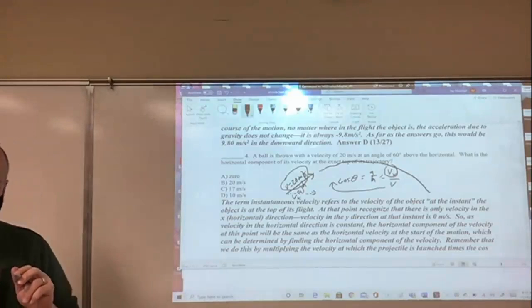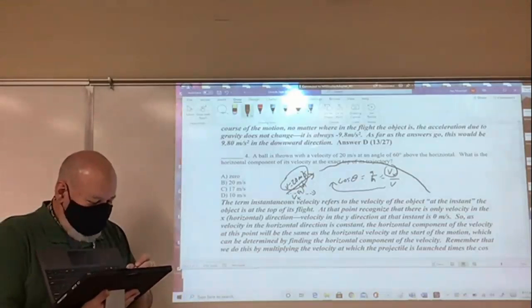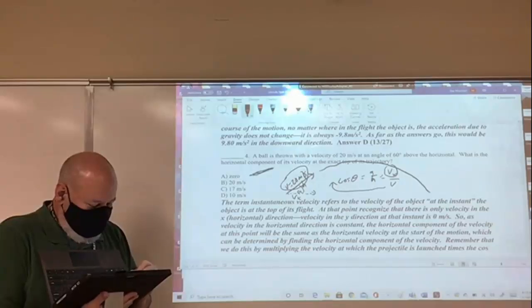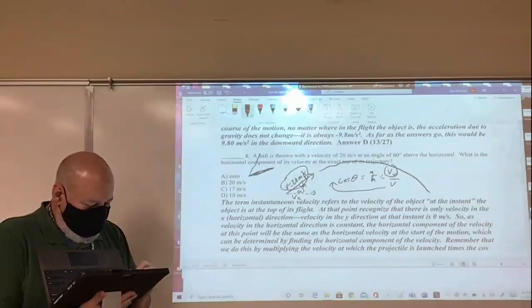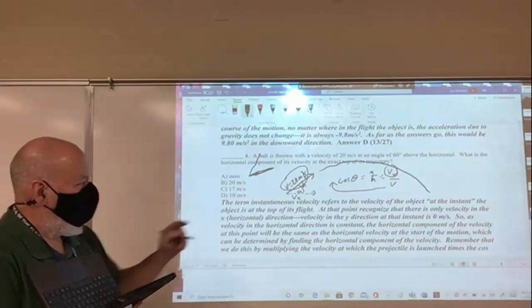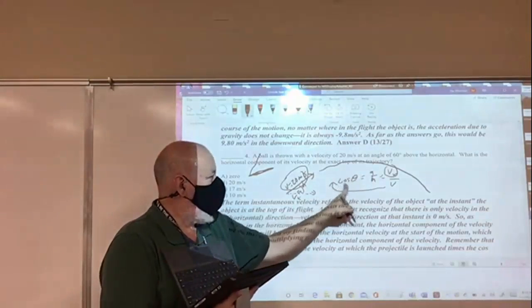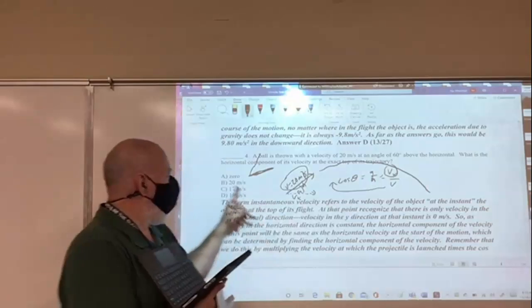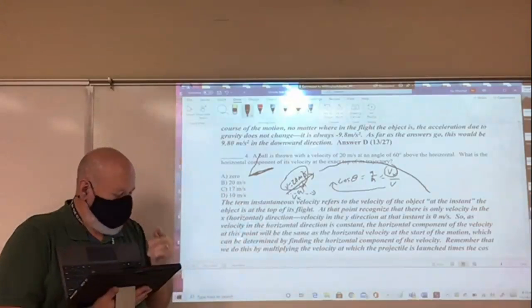Crickets. Okay? You guys need to know this. The sine of 30 degrees is 1/2. Okay? Therefore, the cosine of 60 degrees is also 1/2. So whatever this is, 1/2 times 20 is going to be 10 meters per second.